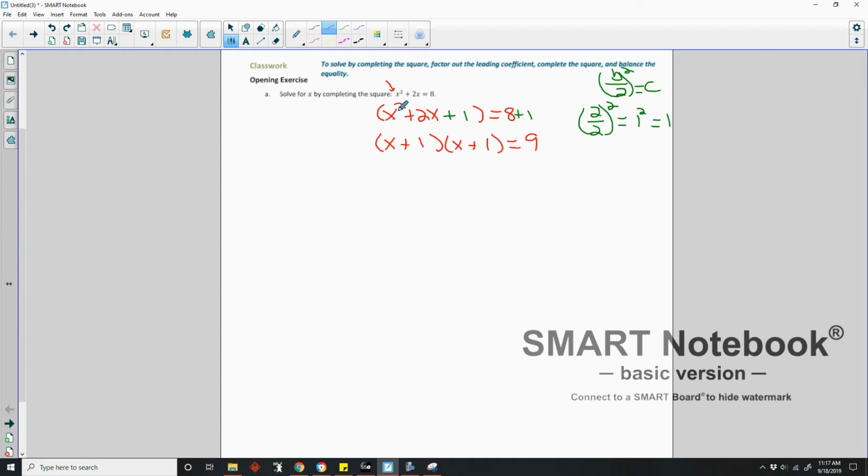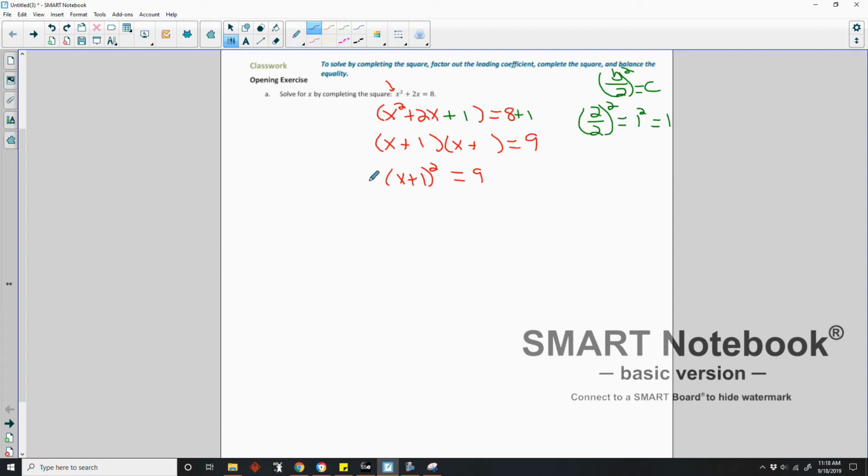And then if I FOIL, I'll get x times x is x squared. X times 1 is x. 1 times x is x. So that adds up to 2x. And then 1 times 1 is 1. Doing the distributive property. So whenever I have something times itself, that's a square. So I can rewrite this as x plus 1 squared equals 9.